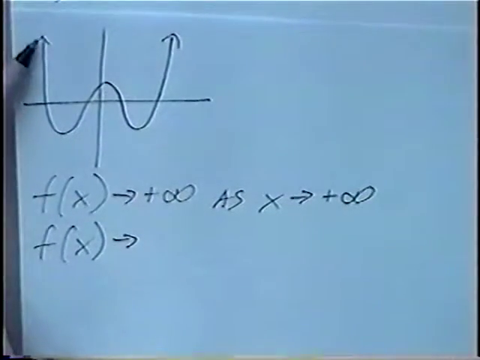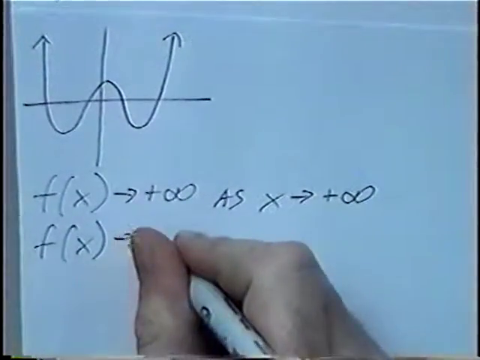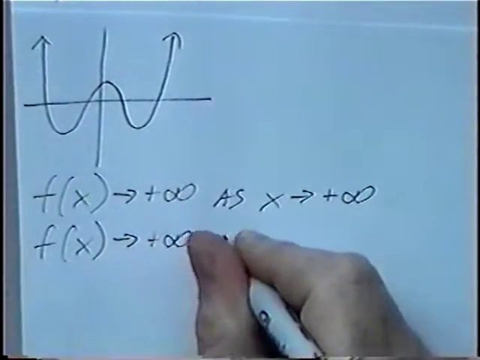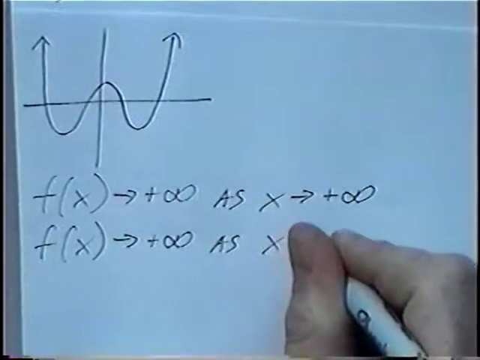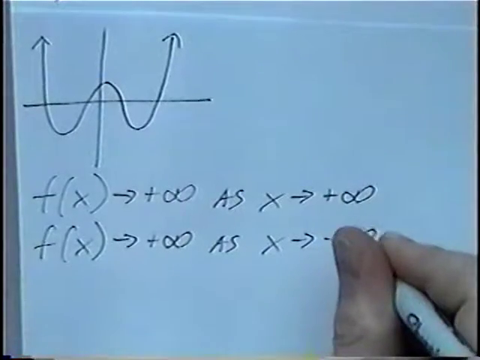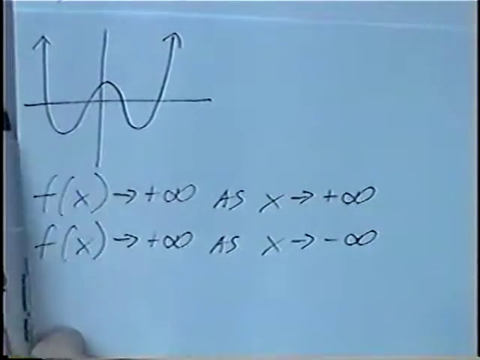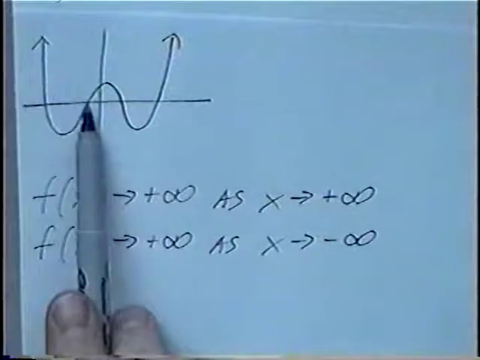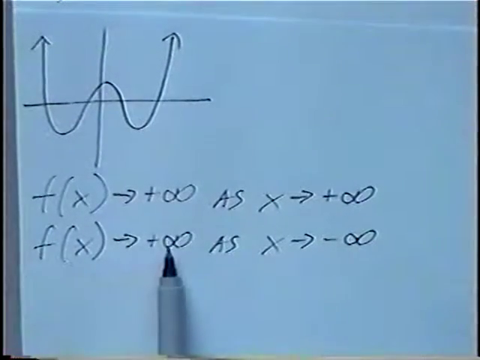The left side also goes up to the top, or positive infinity, as x goes to negative infinity. For the left side of the graph, the x values will be negative, or go to negative infinity. The graph also goes up to positive infinity.